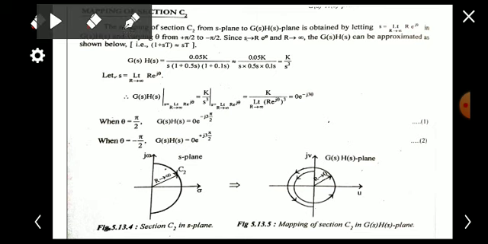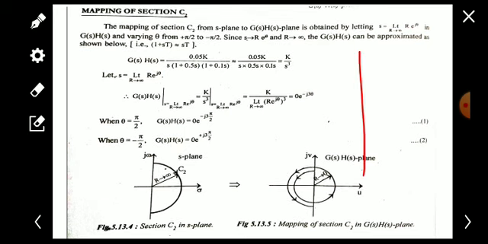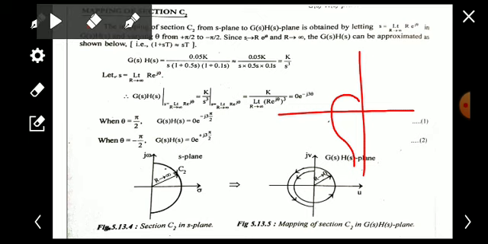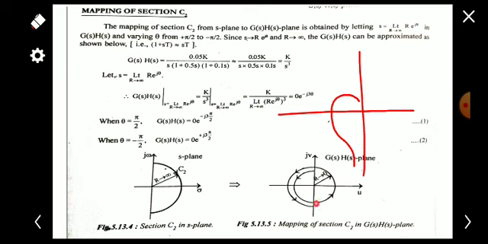So we will start drawing from the first section itself. This is the first section, and the second section is this one, of radius 0. Here the radius is 0. Section C2, the radius is 0. You can see this is the section C2 corresponding to the section C2 in the S plane. In the G(s)H(s) plane, this is the corresponding plot. So here the radius is 0.